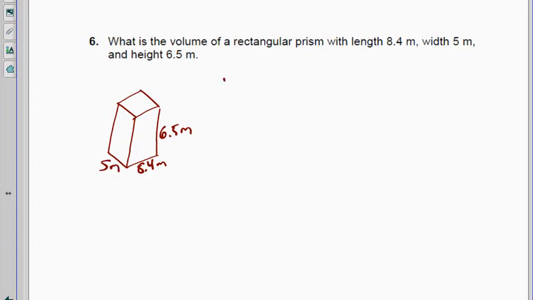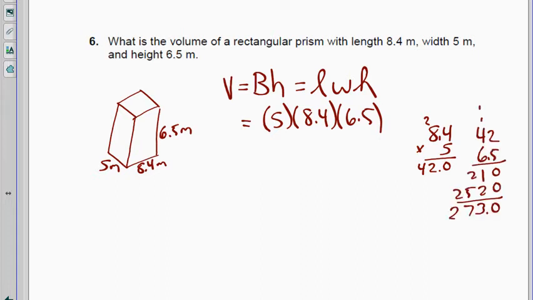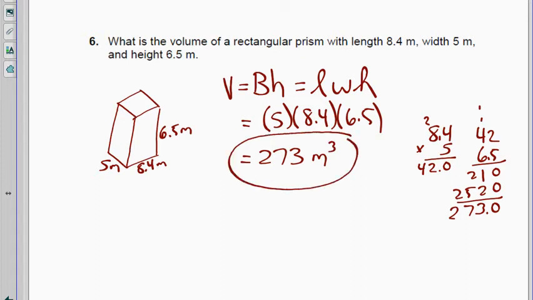And of course, volume is area of the base times the height, or length times width times height, which is 5 times 8 and 4/10 times 6 and 5/10. So I just got to do some math. It looks like 8 and 4/10 times 5 is 42. And multiplying 42 times 6 and 5/10, I get 273 cubic meters, meters to the third power, meters cubed. Circle your answer. Everything's there. It looks like a nice score to me.